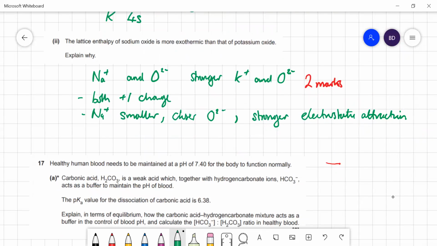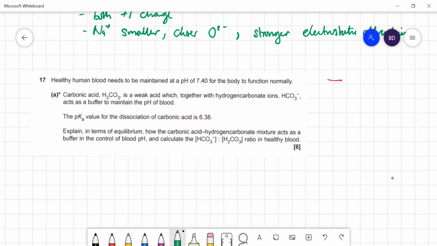Right, this is a question about buffers now. Question 17. Right.